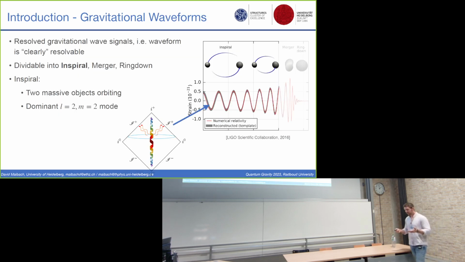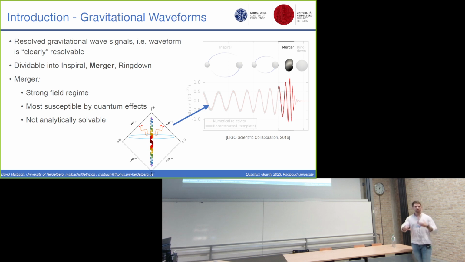Now, to the first probe, the resolved gravitational waveform, the basic setup is the following. I'm sure you all have heard of that. You have two massive objects that are spiraling, at the beginning with a rather constant frequency, which is called the inspiral phase. Then you turn into a merger phase where these two objects, whatever they are, collide and form a single object. This is the part where we are in the strong field regime, which would naively be most susceptible to quantum effects. The problem is that we have no analytical tools to test this regime. So here we have to rely on pure numerical relativity for now.